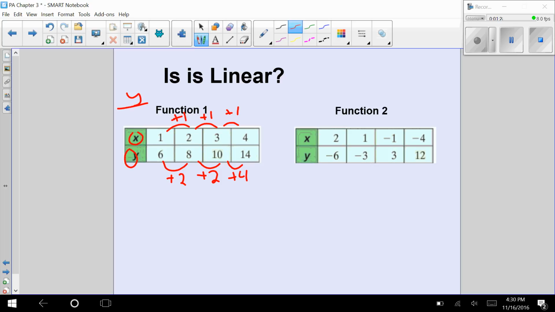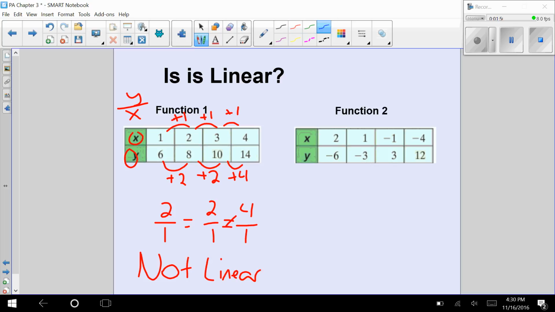So it's always got to be y over x. So I have a plus 2 over a plus 1. I have a plus 2 over a plus 1. And for the third set, I have a plus 4 over a plus 1. Well, 2 over 1 equals 2 over 1, but that is not equal to 4 over 1. So this is not linear.